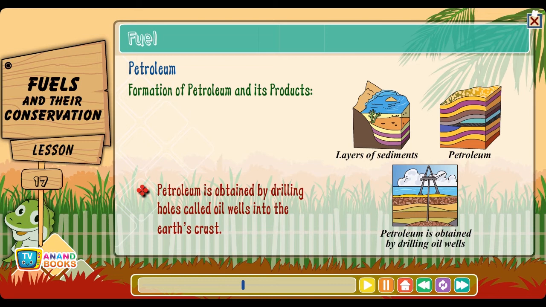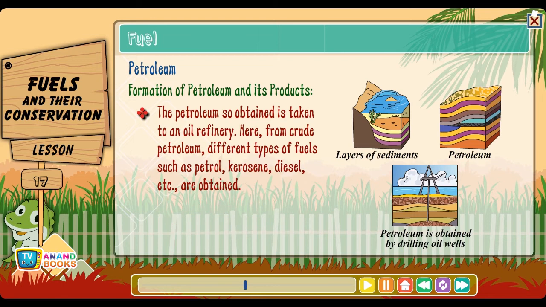Petroleum is obtained by drilling holes called oil wells into the earth's crust. The petroleum so obtained is taken to an oil refinery. Here, from crude petroleum, different types of fuel such as petrol, kerosene, diesel, etc. are obtained.